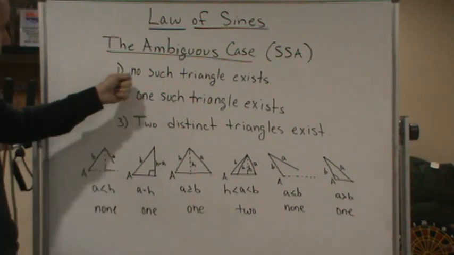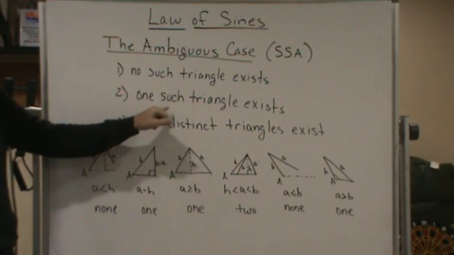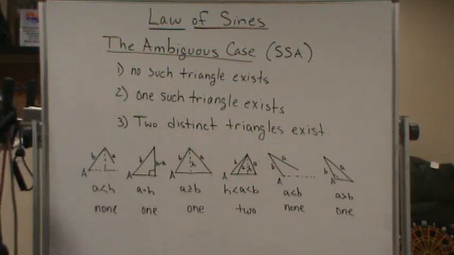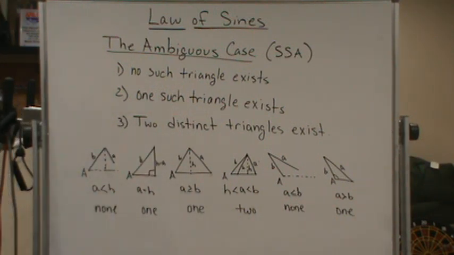Either one, no such triangle exists. That's one outcome that could happen. Two, one such triangle exists. Or three, there could be two distinct triangles possible. So this is the way it is.